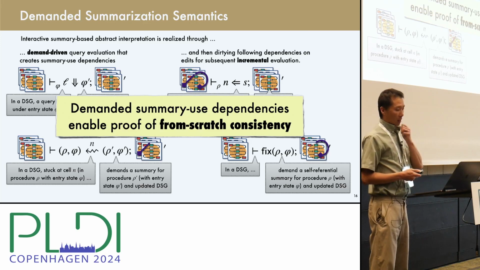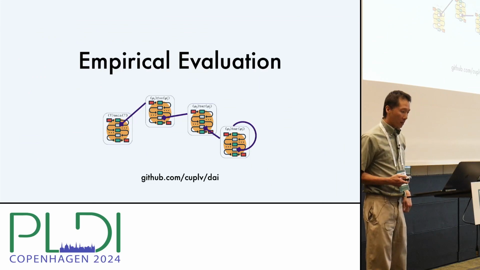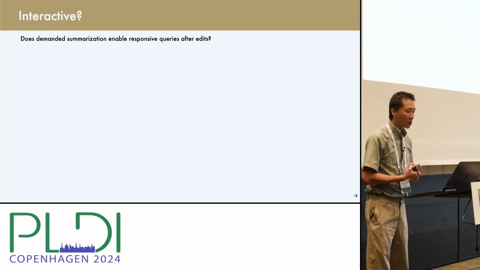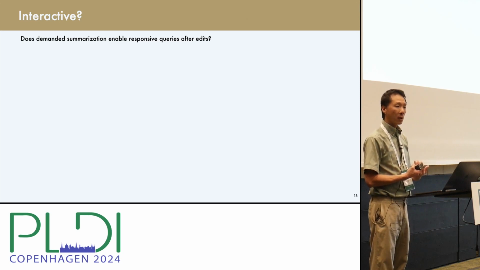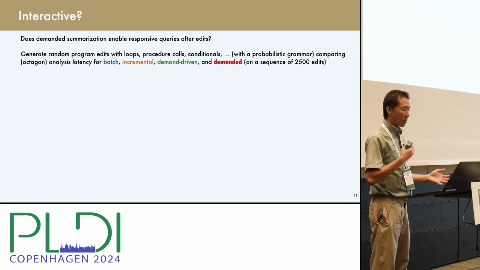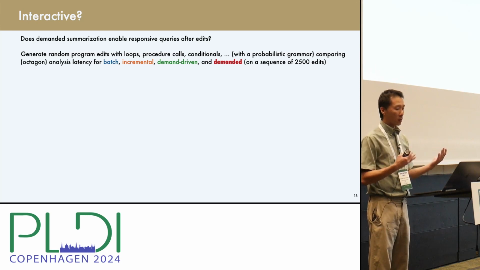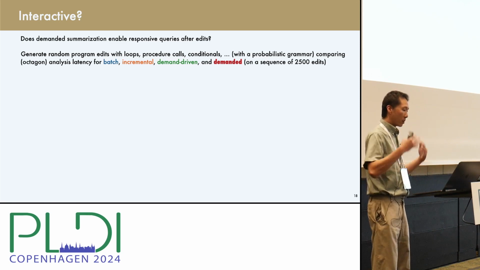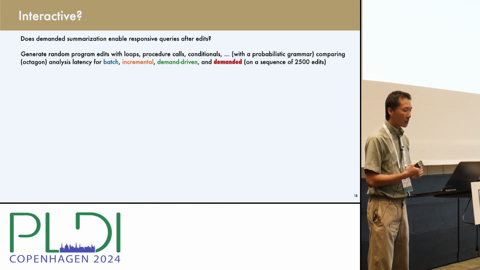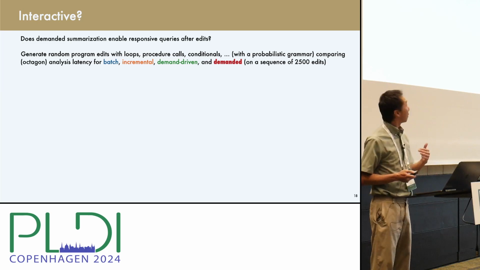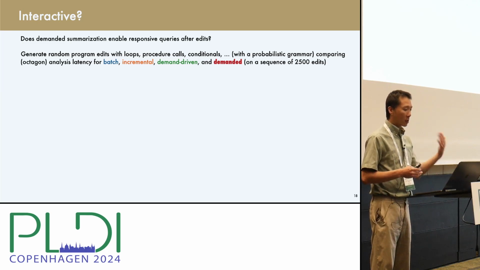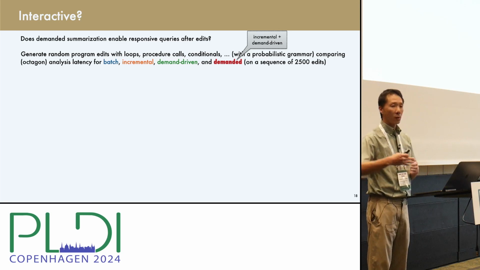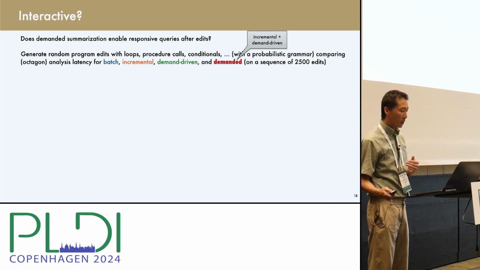All right. So does this work? Let me show you a little bit about that. Our goal of being interactive: does demanded summarization enable responsive queries after edits? So what we did was generate random program edits with looped procedures and conditionals using a probabilistic grammar, and compare an analysis, in this case a precise, deep analysis using octagons. We compare the latency for four configurations: three baselines, batch, incremental, and demand-driven, and then demanded, which is the combination of the two, on a sequence of 2,500 edits. So that's the setup.